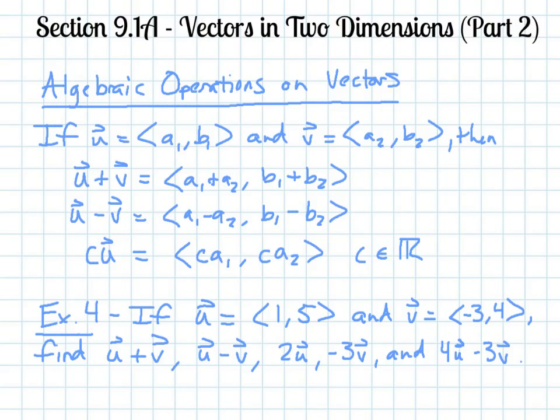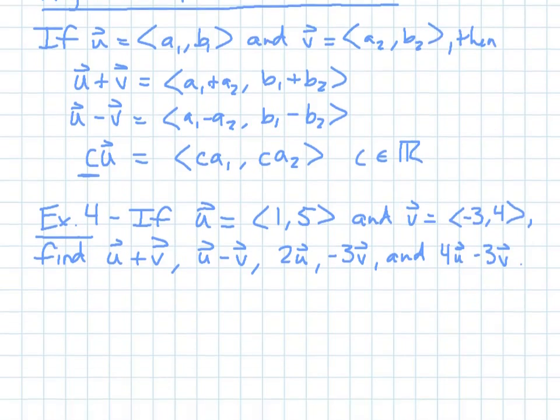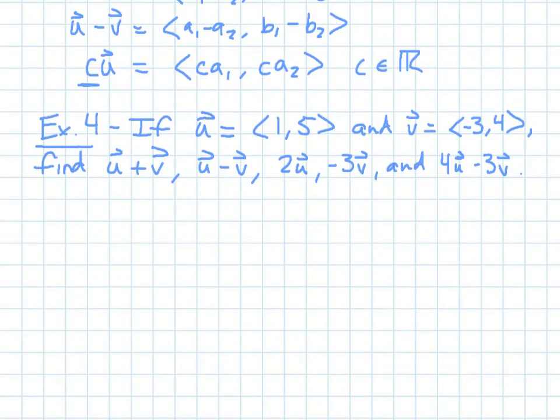And then also if I multiply by a scalar, so looking at the value of c is a scalar number, like if I had 2 times the vector u, then that means I distribute that number to both of the values inside. Okay? So here, an example is that they want us to take the vectors u, which is 1, 5, and the vector v of negative 3, 4, and they want us to do several different operations.